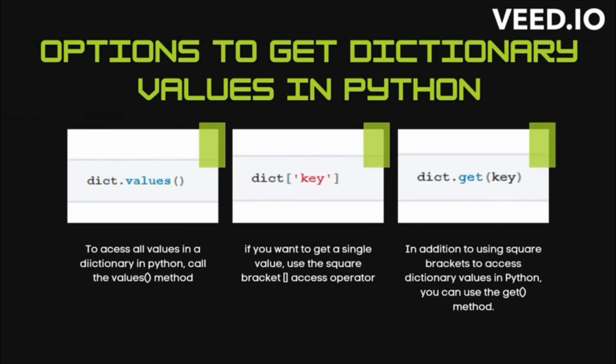dict.values is used to access all the values in a dictionary in Python. And here is dict, which is containing key. If you want to get a single value, use the square bracket access operator. And here is another option to get the values in Python, that is dict.get of key. In addition to using square brackets to access dictionary values in Python, you can use the get method.